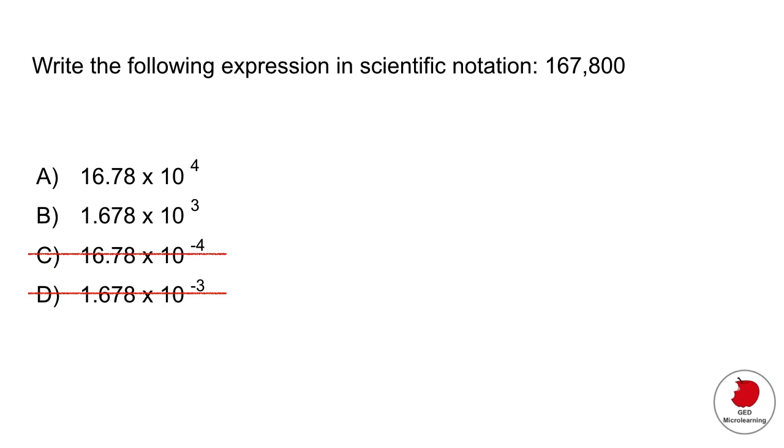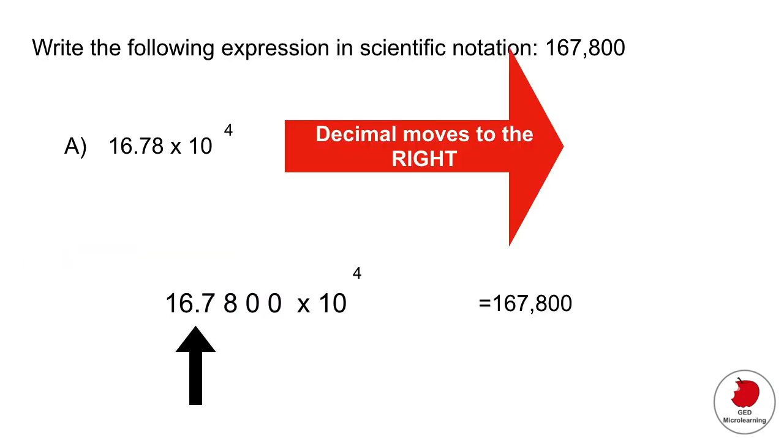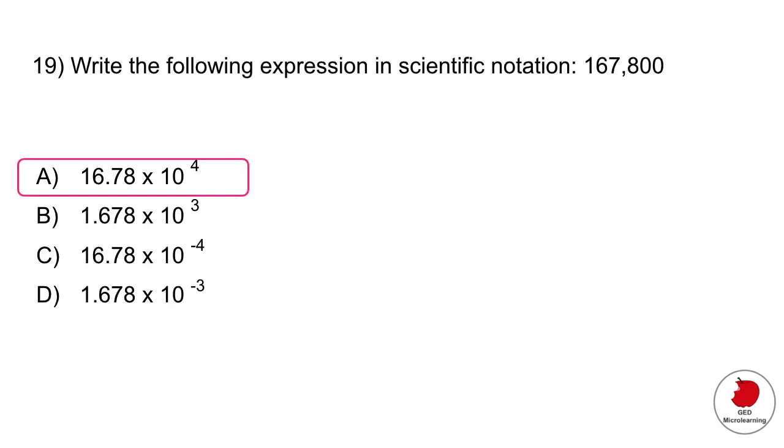So if we go ahead with option A and we rewrite that not in scientific notation, we have this number raised to the power of 4, and it's a positive 4. We would move that decimal 4 spaces to the right. So 1, 2, 3, 4. And that would give us 167,800. Okay, so that is option A.